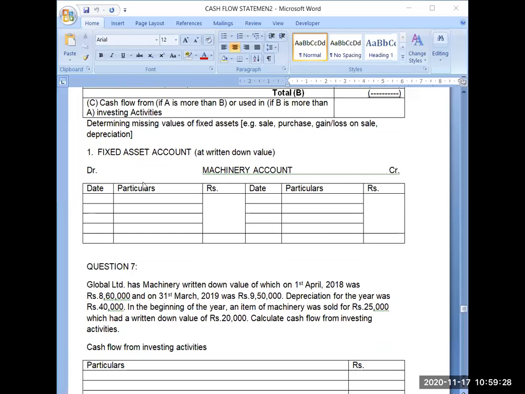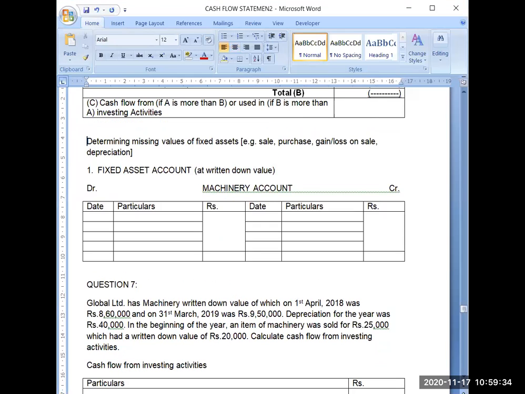Now I want to proceed in this topic, and the major part of this topic is that you will never get information directly in the question. You will have to calculate a lot of information on your own from the given information in the question. So generally you will get some information regarding fixed assets and its depreciation in the question, and you are supposed to calculate the inflows and outflows on your own.